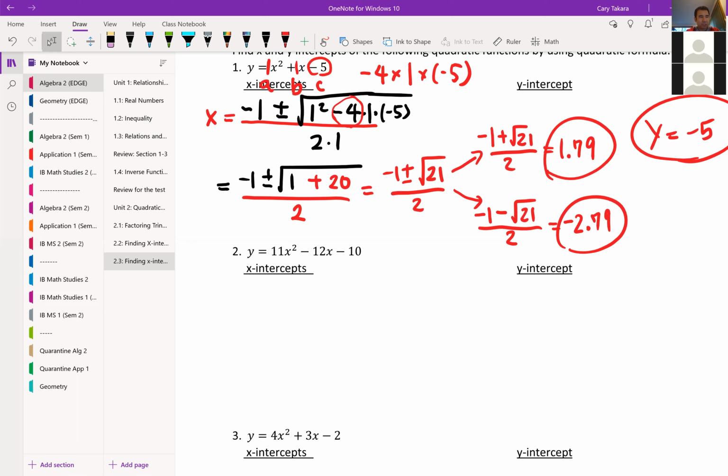Anybody, any questions, guys? What do you guys think? What did you guys get? Did anybody finish x-intercepts? Y-intercept is going to be -10, right? So that's easy. What's the x-intercept?